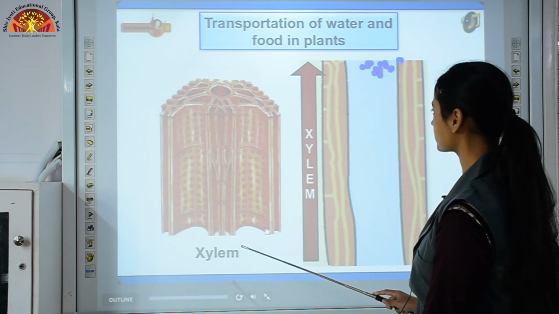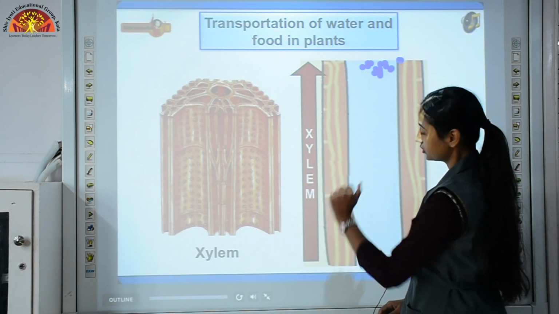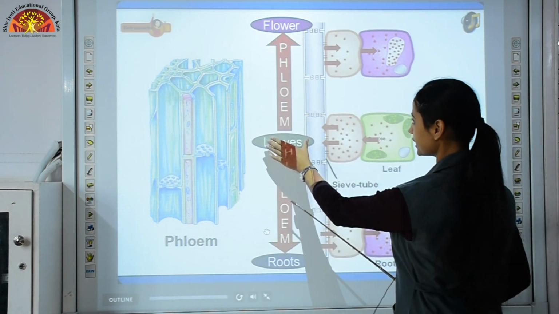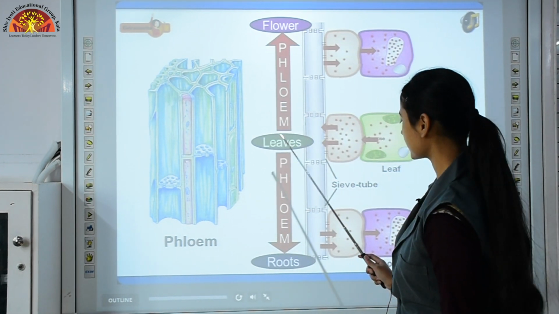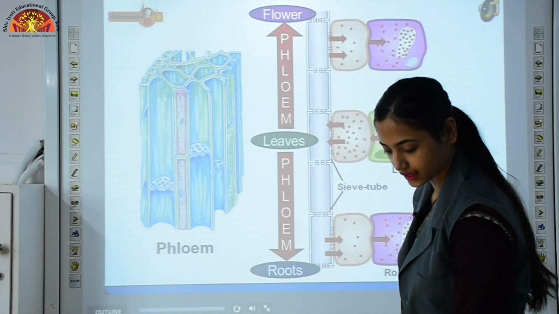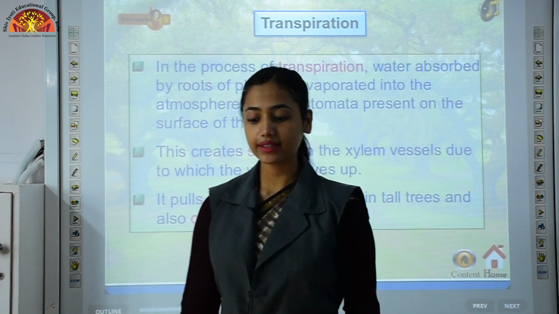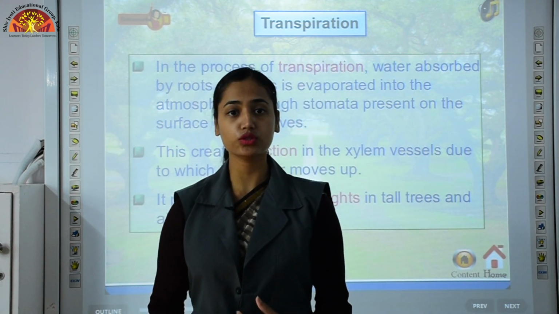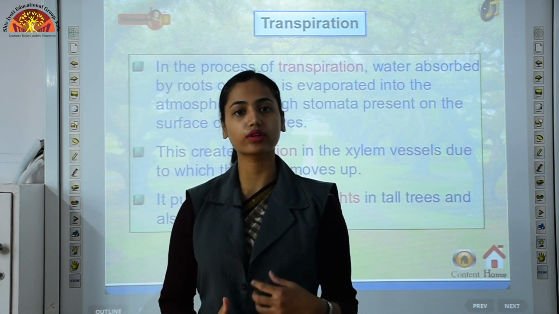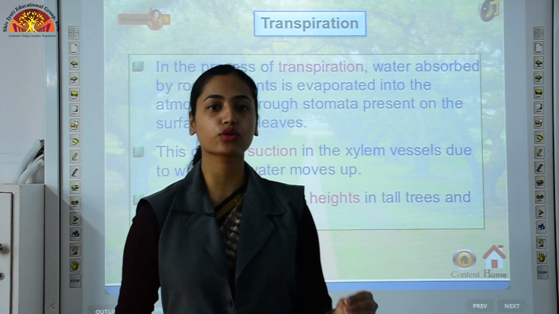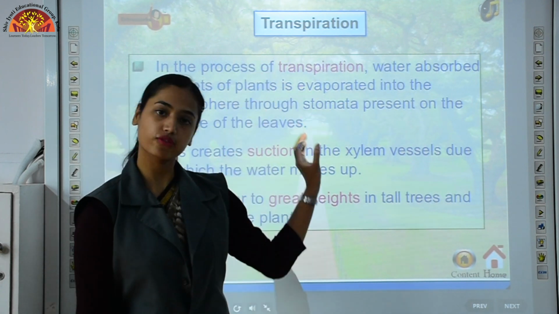This is the structure of xylem, as it is carrying water. This is phloem. From the leaves, food is getting transferred to the rest of the parts of our plant. The next topic is transpiration. Like in human beings we have sweating, that is removal of water from our body. Similarly, instead of sweating, we use the term transpiration in the case of plants.